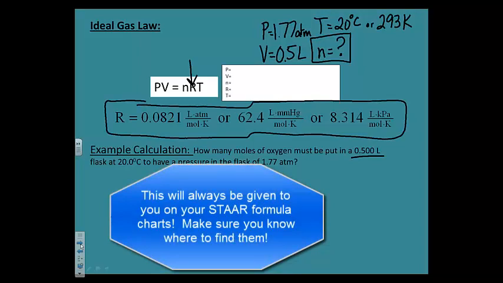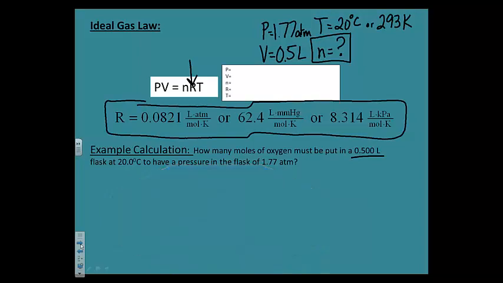Okay, again, these values are on the back of your formula chart. If you are dealing with millimeters of mercury, then this is the value you're going to use. If you're dealing with atmospheres as your pressure, then this is the value you're going to use. If you're dealing with kilopascals for your pressure, then the value is the 8.314. So here's how that works. R is always constant. It's always going to be one of these three numbers that you're going to plug in.